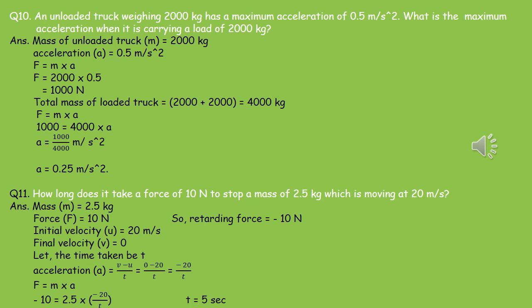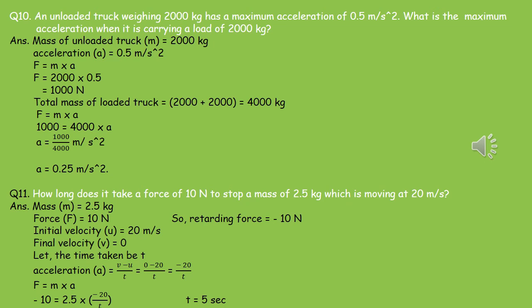Let the time taken be t. Acceleration a is equal to v minus u by t, that is equal to 0 minus 20 by t. So acceleration will be minus 20 by t. F is equal to ma, that means minus 10 is equal to 2.5 into minus 20 by t. If you solve, then t is equal to 5 seconds.